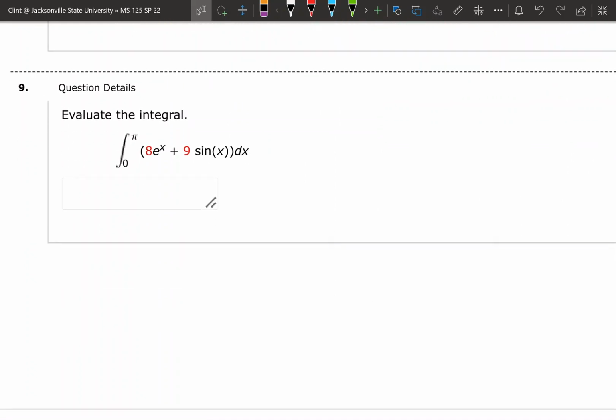Okay. Nothing fancy on this one. Don't panic because we got an e and a sine in there. We can just go straight to getting an antiderivative. So the antiderivative of 8e to the x, 8e to the x, yeah. And then the 9's a constant, so we're never going to have a 9 something. Then we need the antiderivative of sine.